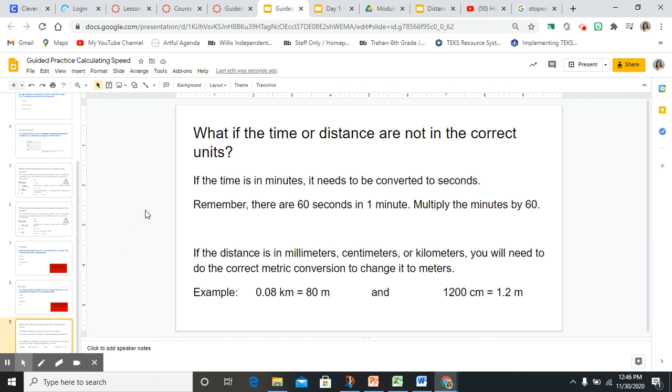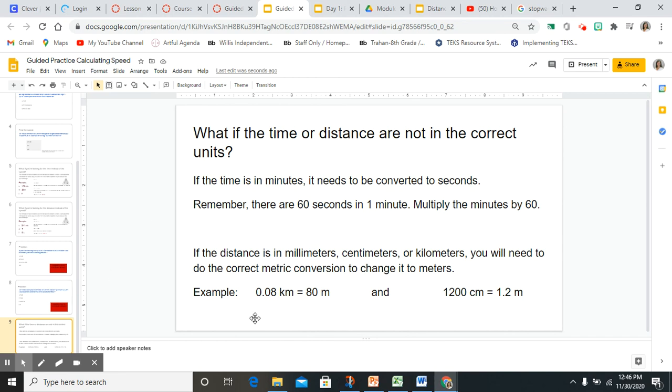One last thing to remember before we wrap up this guided practice. What if your time or distance are not in the correct units? So if your time is in minutes, you need to convert it to seconds. Remember, there's 60 seconds in a minute, so you just multiply the minutes by 60. And of course, if your distance is in either millimeters, centimeters, or kilometers, you have to make sure you do your correct metric conversions to change it to meters. This is one of the reasons why metric conversions are important to remember.